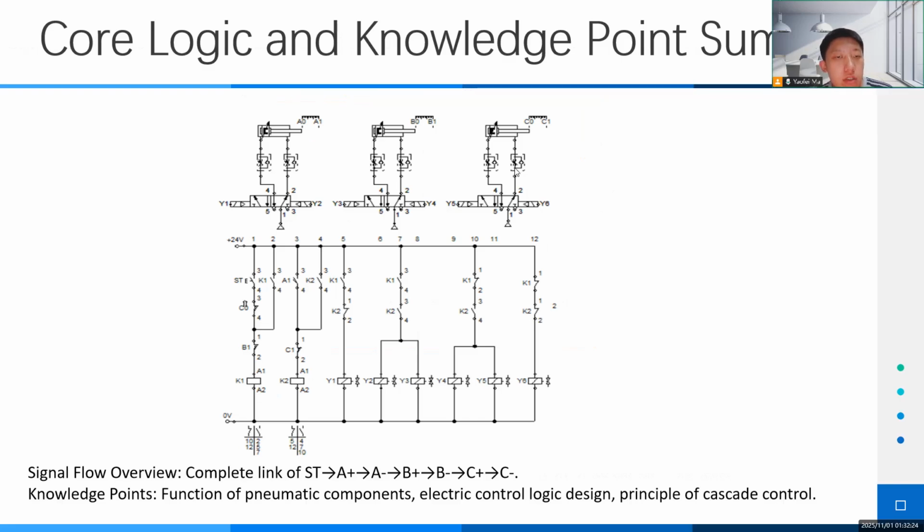Let's wrap up with the key points. Signal flow overview. The complete path of the signal is start, A plus, A reduce, B plus, B reduce, C plus, C reduce. Every step follows the order. Key knowledge points for cascade control. After this exercise, I know what the pneumatic components do and how to design the electric control logic and the principle of cascade control.